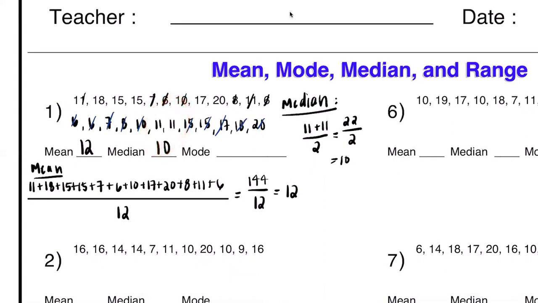And then remember, the mode is the number that happens the most often. So here we can see there's quite a few numbers that are reoccurring. So 11 happens twice, 6 happens twice, 15 happens twice. Is anyone more than twice? So then we can see all those numbers are the mode, the numbers that happen most often. So 6, 11, and 15.